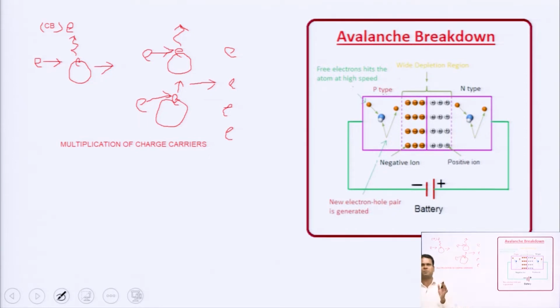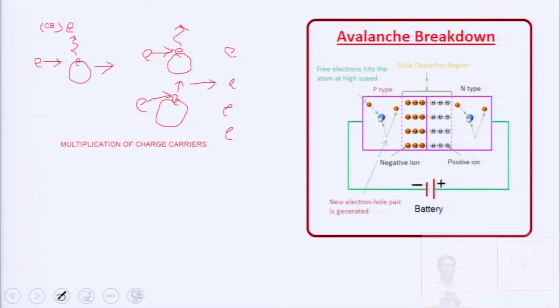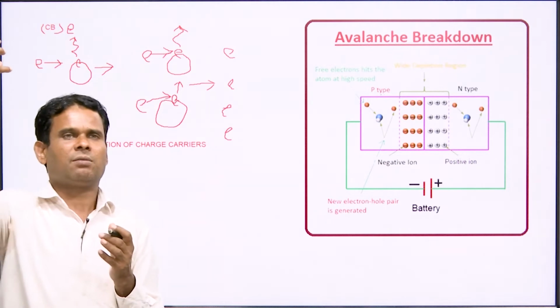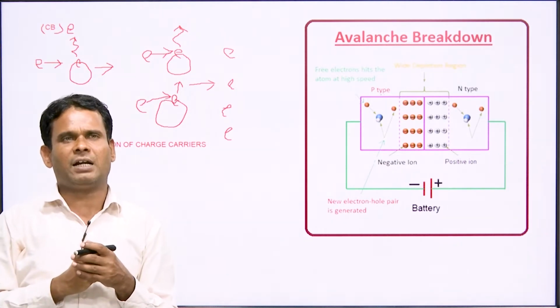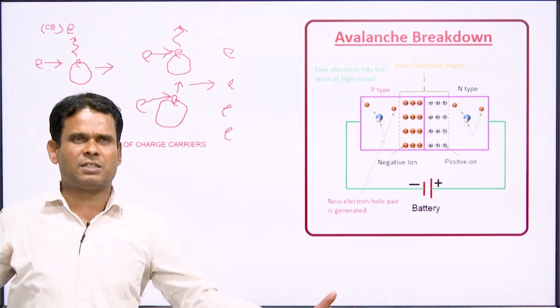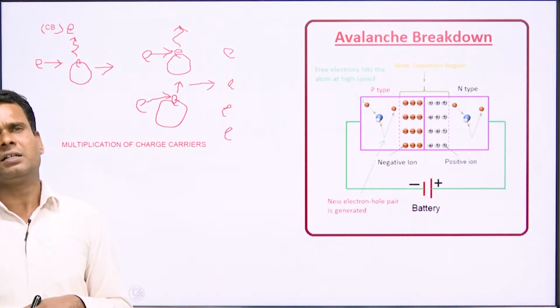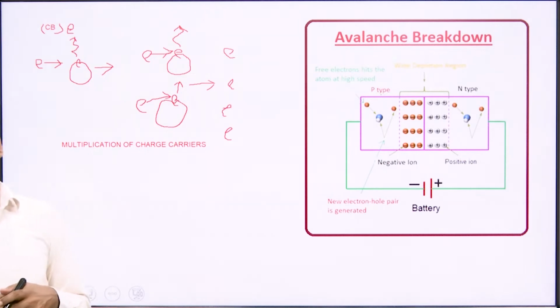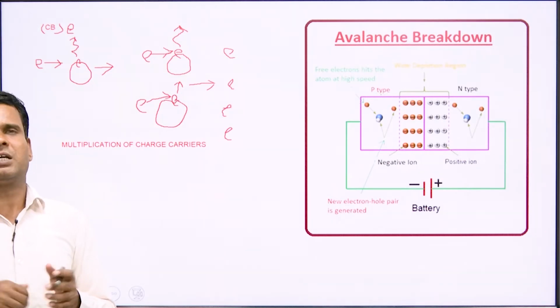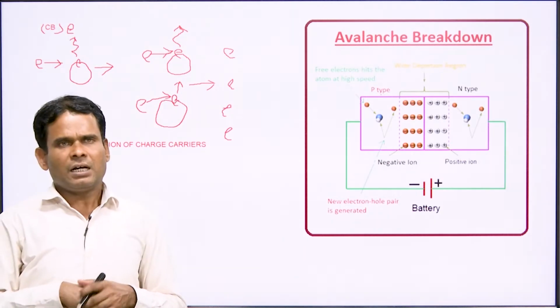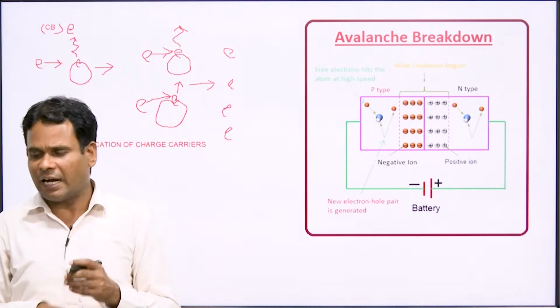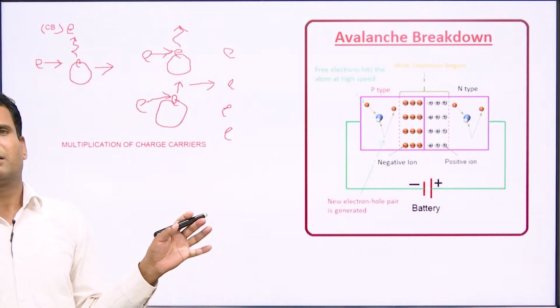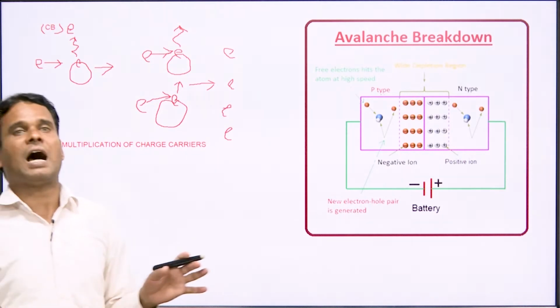The word avalanche comes from snowfalls. When a small piece of ice slides from the top of a mountain, it becomes a large piece at the surface of the earth. This means it is the multiplication of snow. In the same way, in the reverse biased diode, there is multiplication of charge carriers. In avalanche breakdown, the current increases gradually. This means the curve is not sharp.